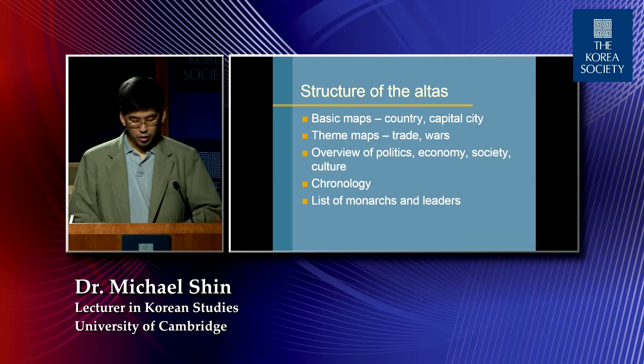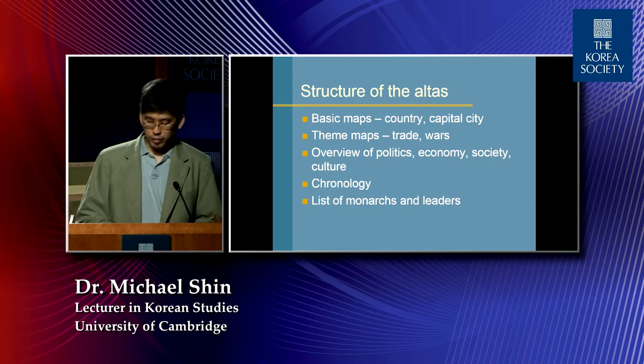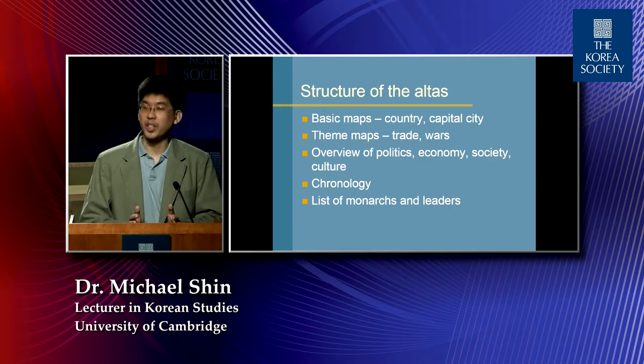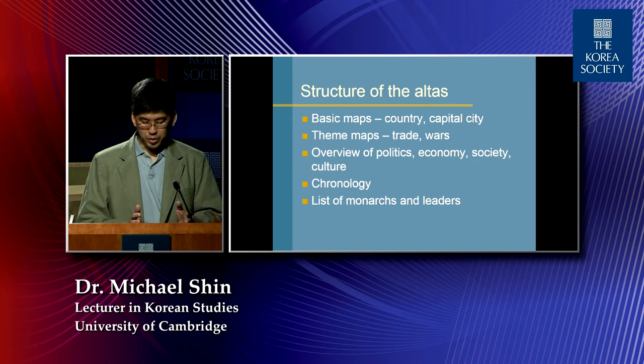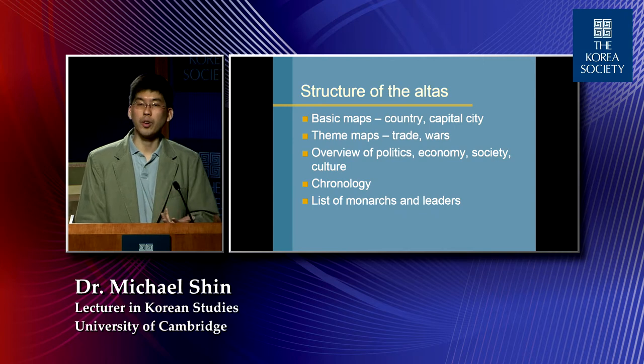Now, the book is similar to existing atlases. It covers every major polity that existed on the Korean Peninsula. So it has a map. Each section begins with a map of the whole country. And in cases where it's relevant, there's a map of the capital city. Then we move on to maps on specific topics, such as trade and wars. So there's a map of every major war that occurred on the Korean Peninsula.